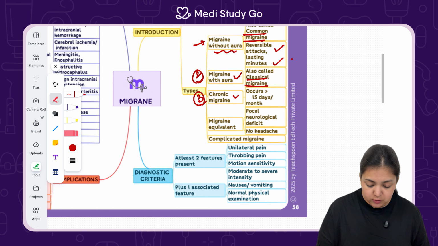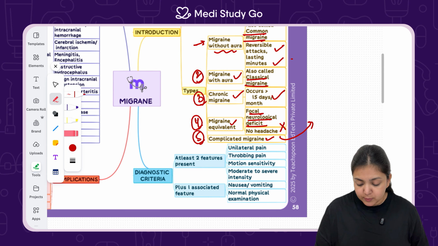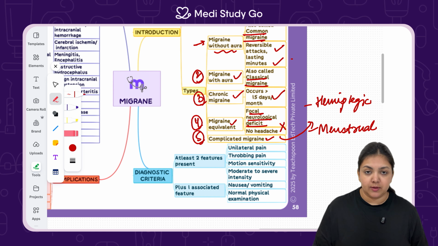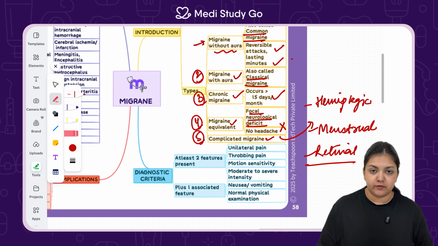Coming to the third type, which is chronic migraine, which occurs more than 15 days a month, the patient complains about it. Then there can be migraine equivalent, wherein focal neurologic deficit is also present, but headache is not present. Lastly, there can be a complicated migraine, and it can also be accompanied by some situational migraine like hemiplegic migraine, which is in the case of hemiplegia. Then there can be menstrual migraine during menstruation in females, and there can be retinal migraine. So these are the various types of migraines which can happen because of different manifestations.